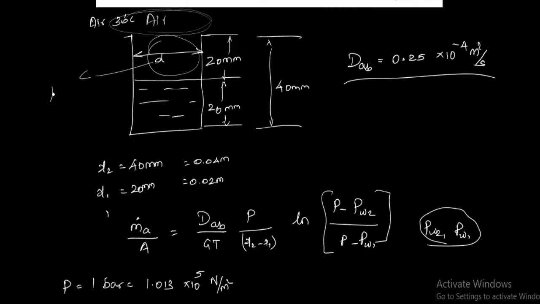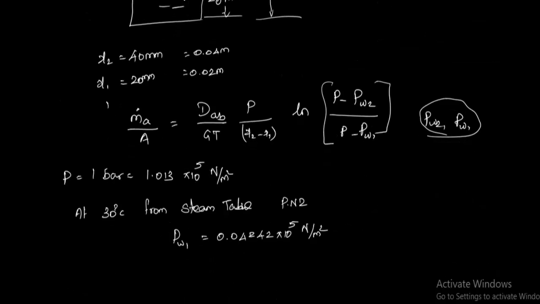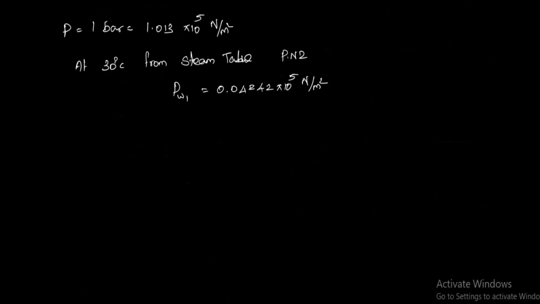PW1 is the partial pressure of the water vapor present here, and PW2 is the partial pressure of the water vapor present here, right? Here I have taken PW1 at 30 degrees Celsius from the steam table. In the problem it is given that it is dry saturated atmospheric air. Since it is dry atmospheric air, there will be no water vapor present in it. So PW2 equal to 0, right?